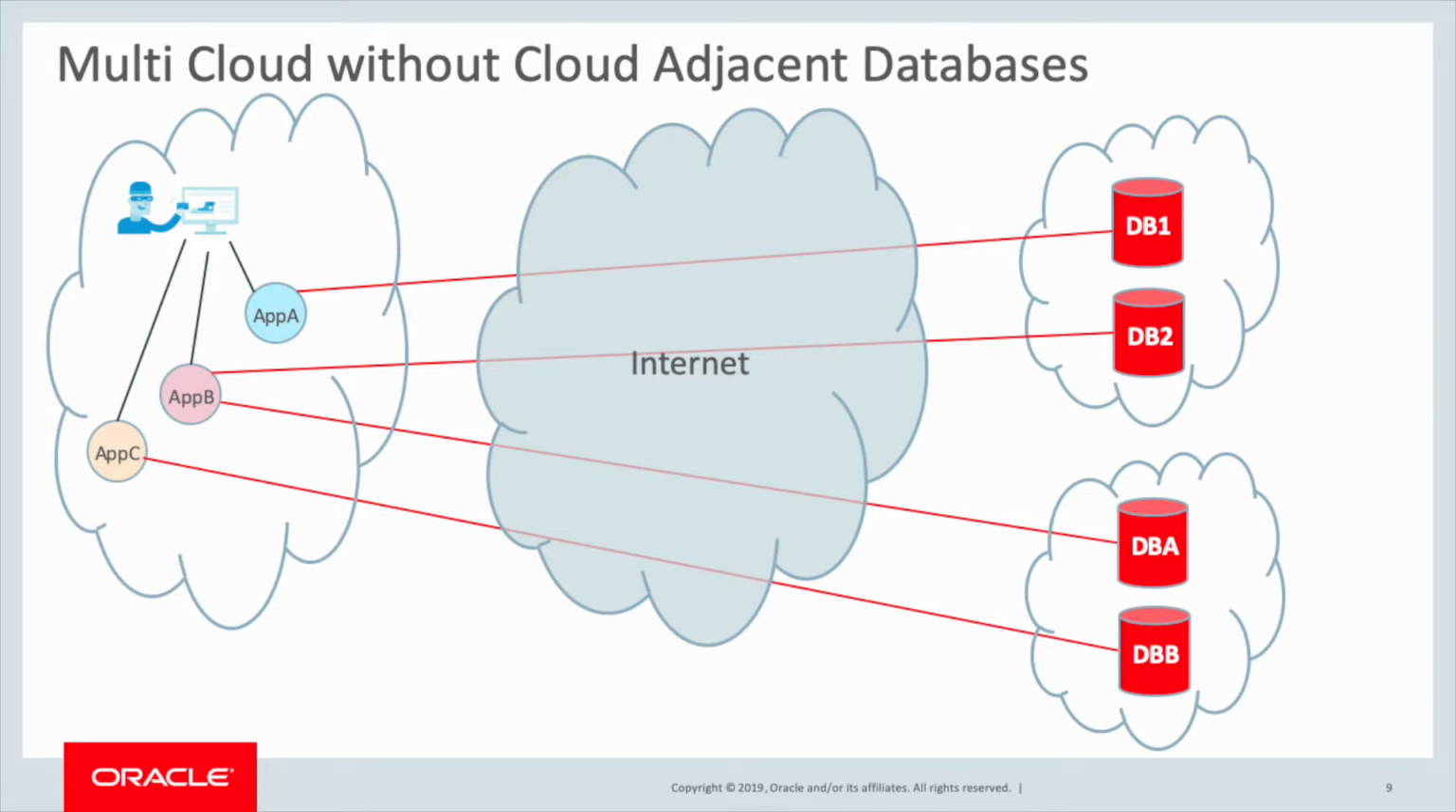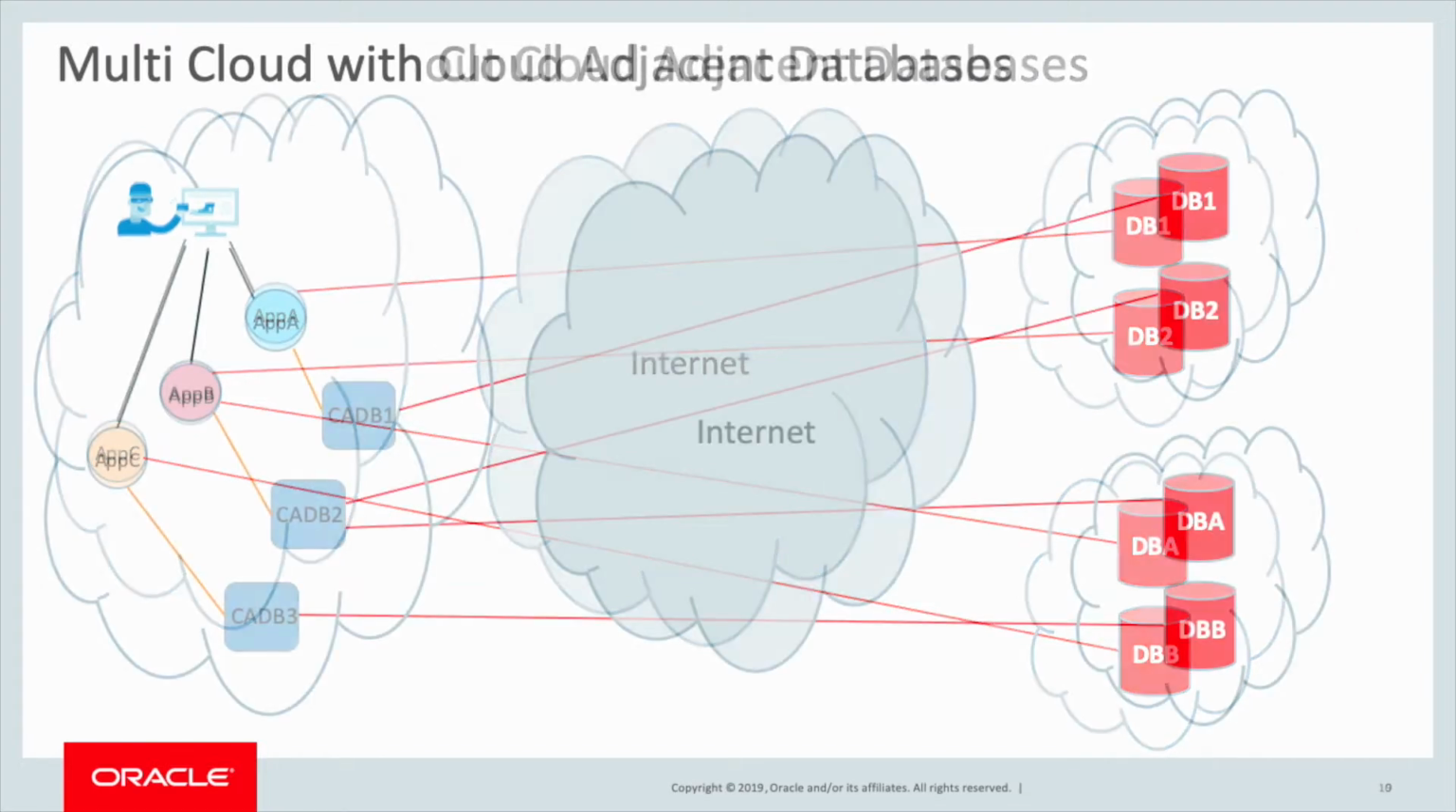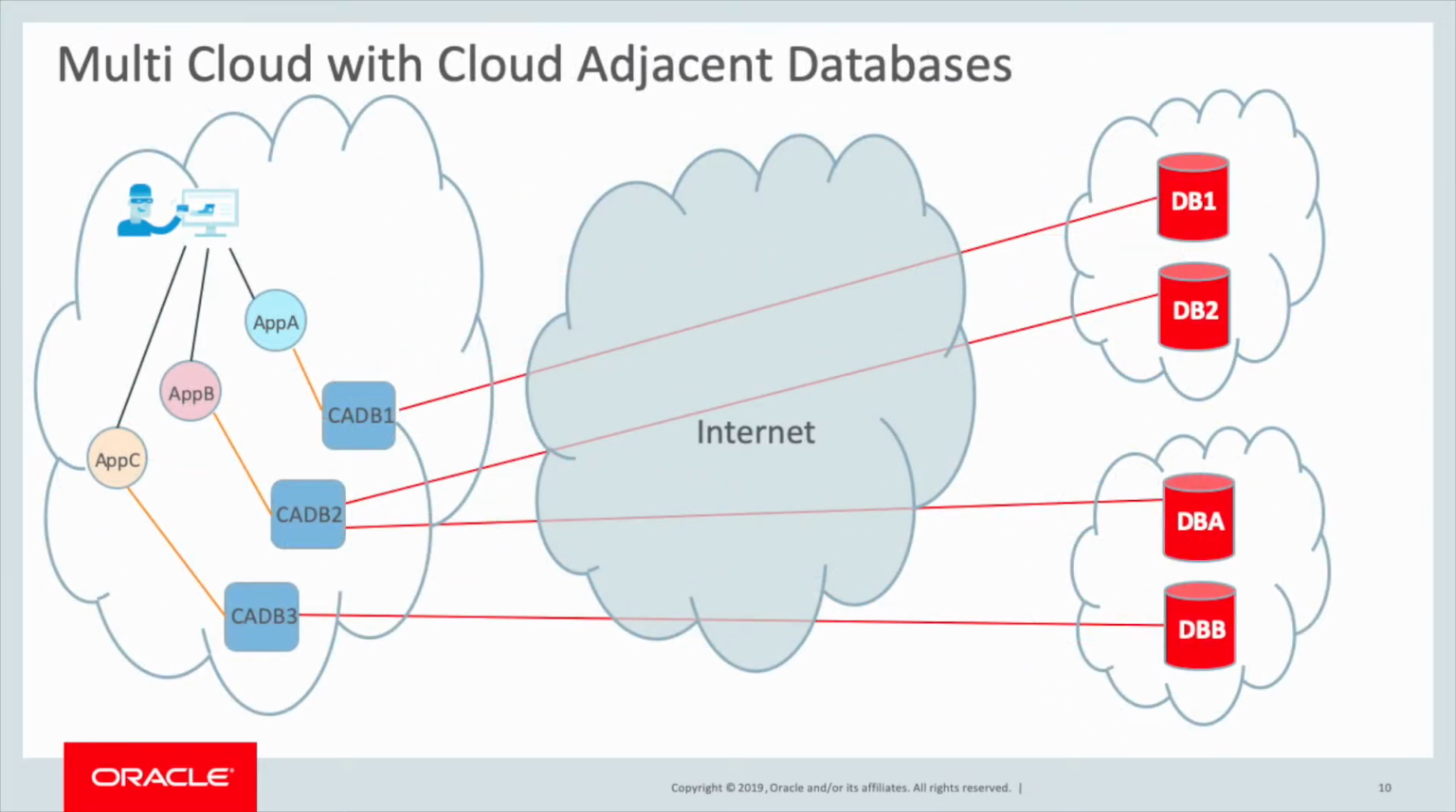Similar idea with multi-cloud, okay? Here the application is in the cloud, but it's accessing databases that are in a different cloud. Same problem, which you could potentially solve by doing that. Exactly the same premise, okay? So this is kind of the notion here.